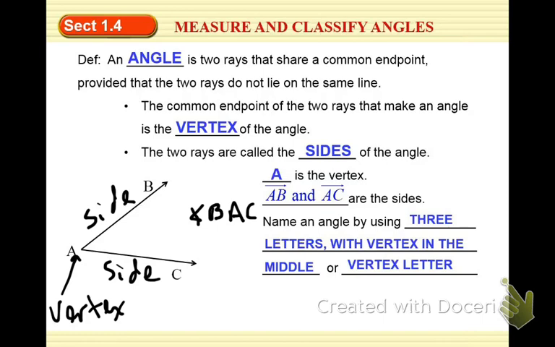The vertex is always going to be in the middle. When you tell me the name of an angle, I should be able to put my pencil on the first point and trace the angle without backing up, without going over a side twice. So the vertex always has to be in the middle. So BAC.